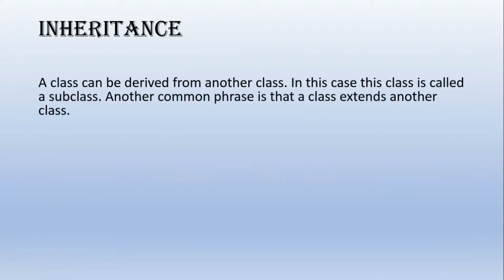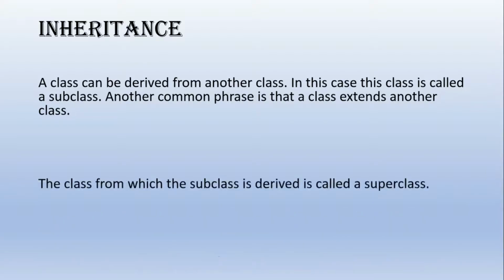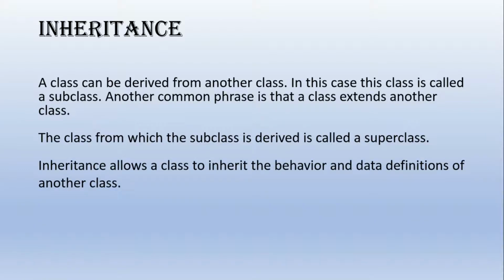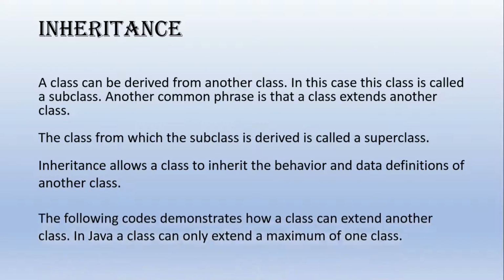Inheritance. A class can be derived from another class. In this case this class is called a subclass. Another common phrase is that a class extends another class. The class from which the subclass is derived is called a superclass. Inheritance allows a class to inherit the behavior and data definitions of another class. The following code demonstrates how a class can extend another class. In Java a class can only extend a maximum of one class.